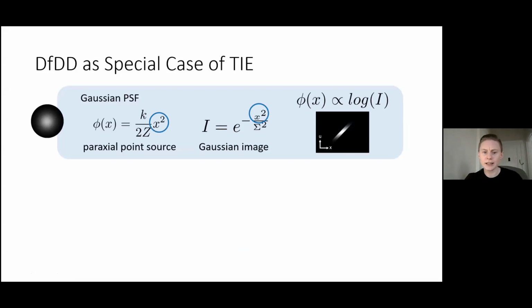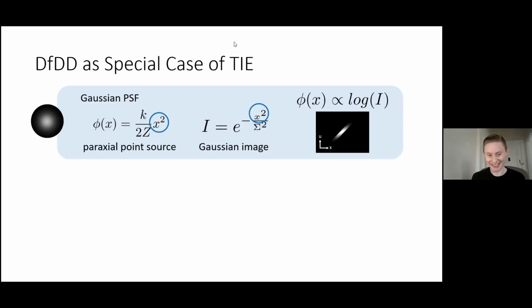Okay, so what does it mean to have a Gaussian point spread function? That means that if we have a point, it turns into a Gaussian. And a point source in this sort of paraxial approximation is just a quadratic wavefront. And our Gaussian image just says, okay, I should have this Gaussian profile of intensity, right? So this is pretty straightforward. This is just saying a point goes to a Gaussian image. And you can notice that there's this x squared term in both of them. And so in this case, it happens to be that for a single point source with a Gaussian blur, the phase of that object is proportional to the log of the image intensity.